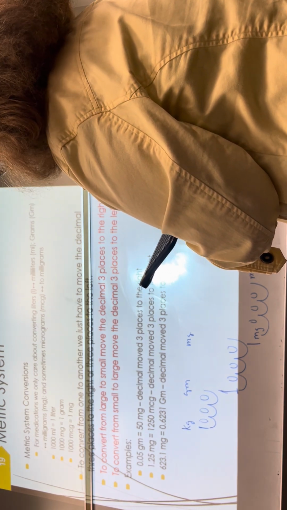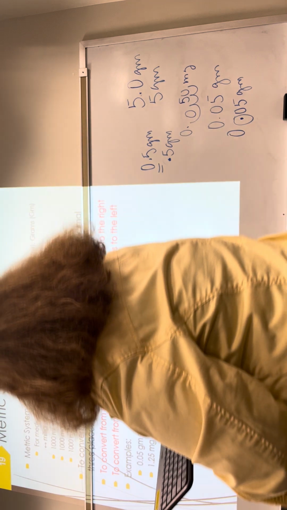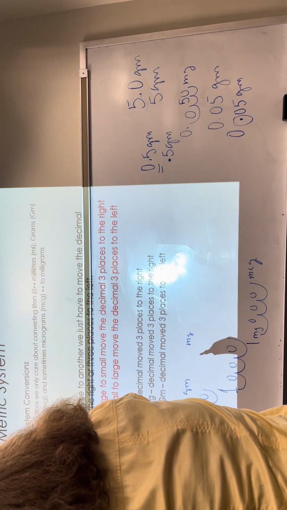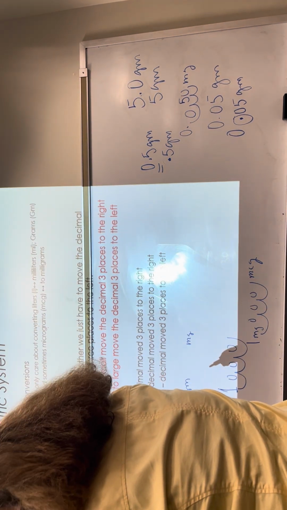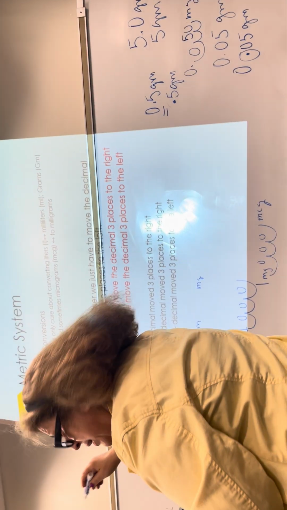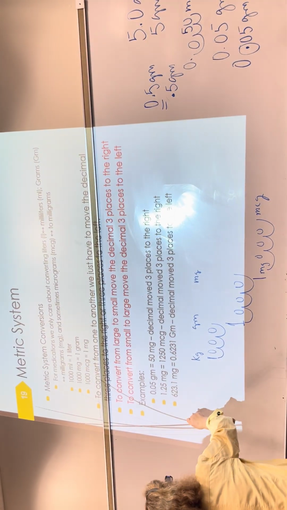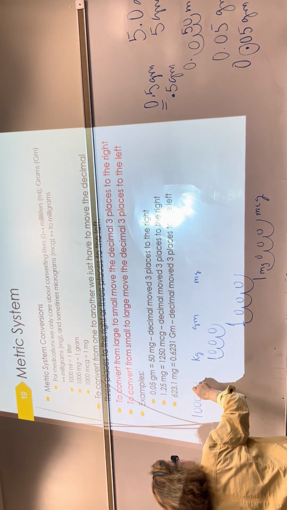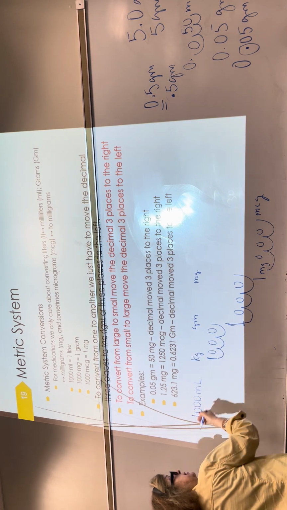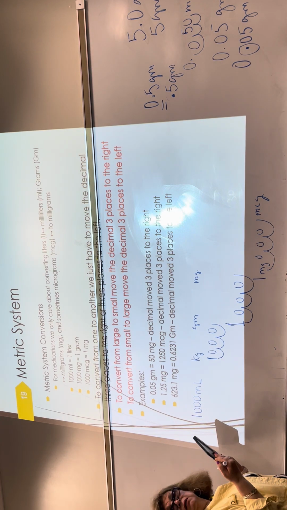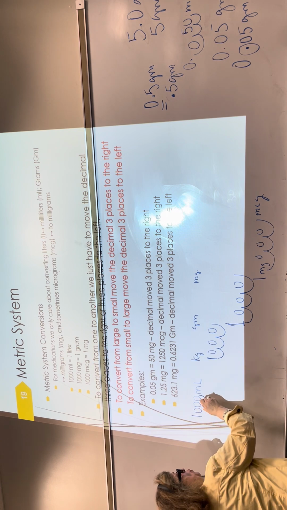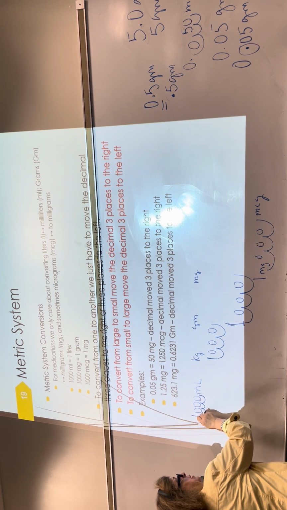All right, the metric system. We already said it: 1000 milliliter is 1 liter, 1000 milligram is 1 gram. So where did we go with 1000 milliliter? From small to big. Liter is bigger, so we move 1, 2, 3.